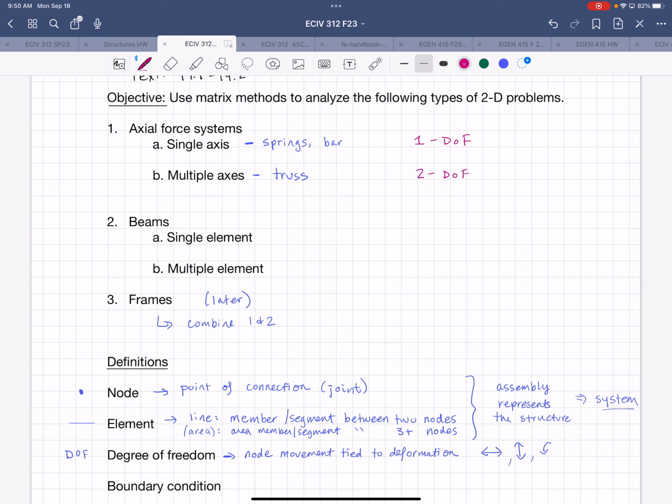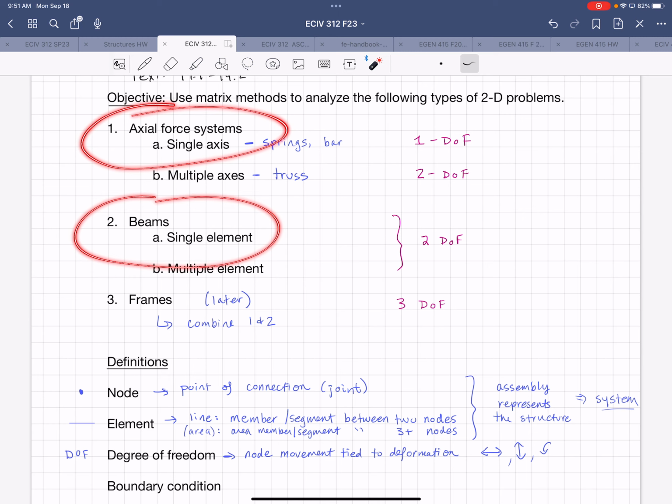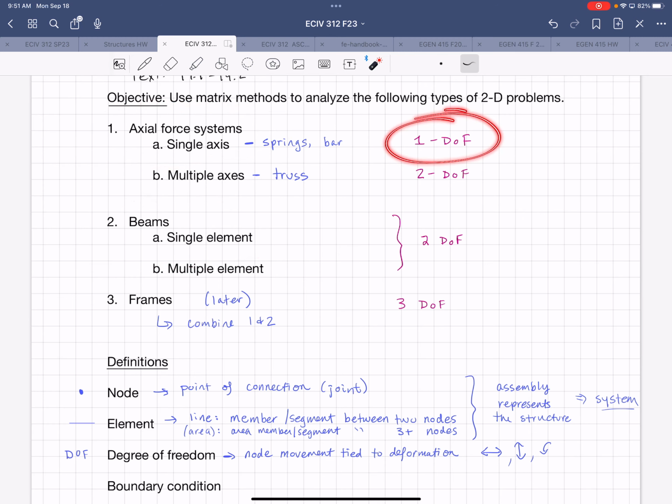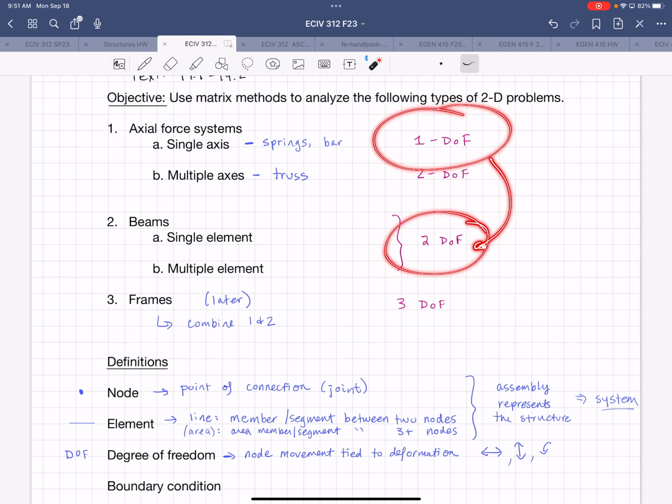And then beams are always 2 degrees of freedom. And frames are 3 degrees of freedom. Because we combine the behavior of axial force systems with beam behavior. So we have that single degree of freedom behavior of axial deformation combined with shear and moment for beam behavior gives us 3 degrees of freedom for frames.